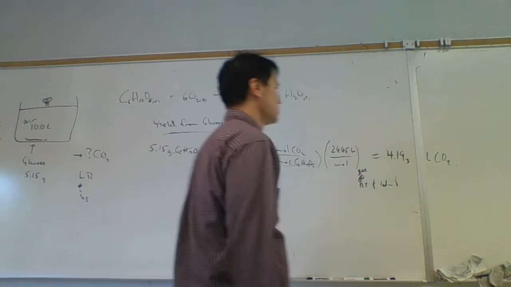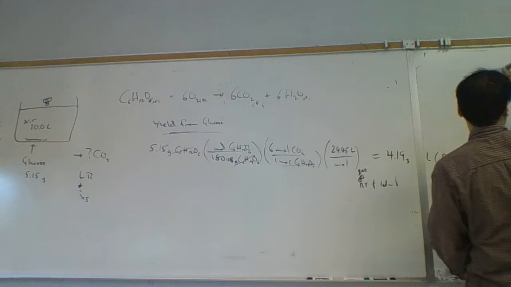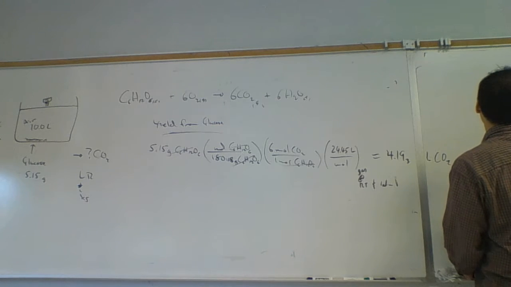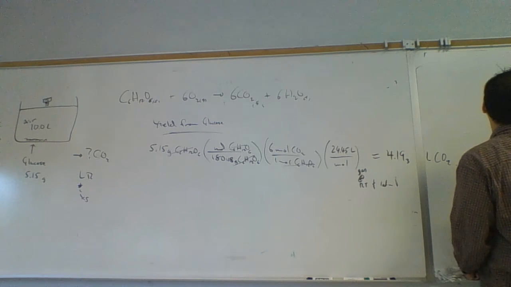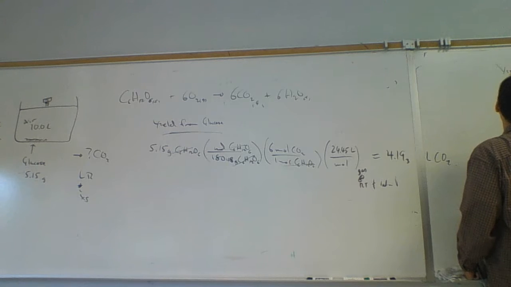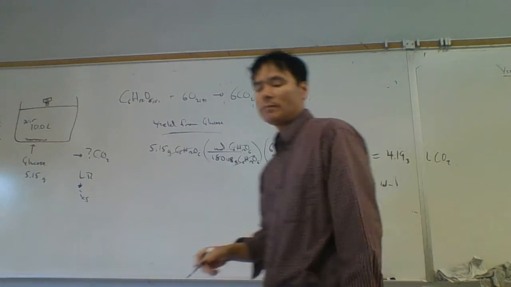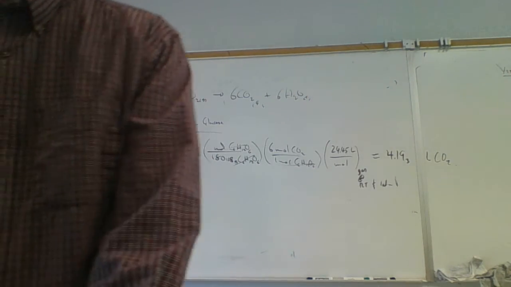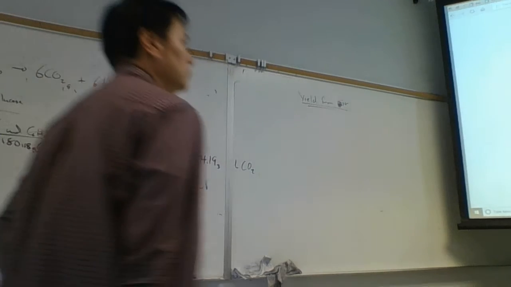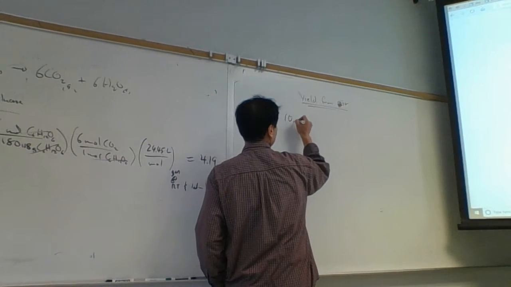yield from glucose. Now we have to do the yield from air next, and then compare. We'll pick the smaller amount. Let's do the yield from air. So how much air do we have? We have 10.0 liters of air.